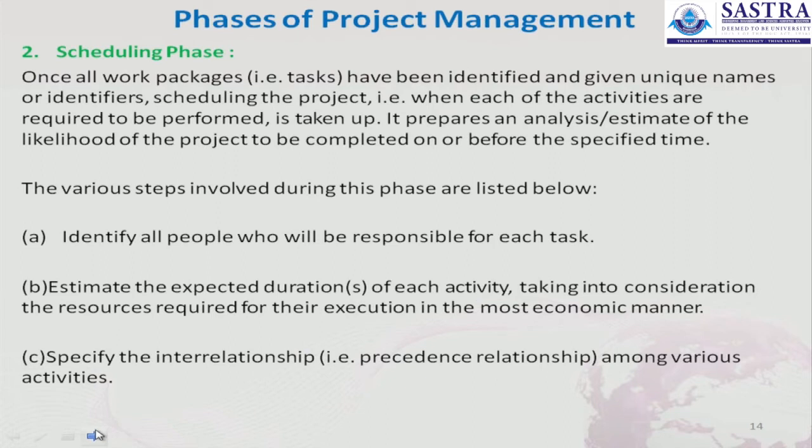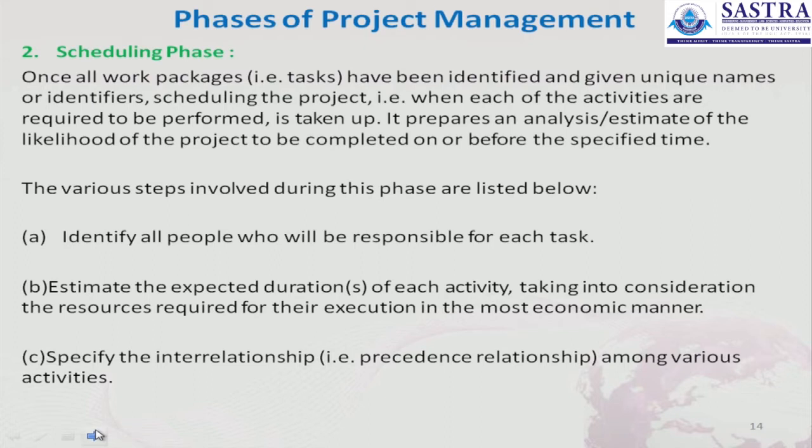And the second phase is the scheduling phase. Once all work packages, that is our jobs or tasks, have been identified and given unique names or identifiers, scheduling the project, that is, when each of the activities is required to be performed, is taken up. It prepares an analysis estimate of the likelihood of the project to be completed on or before the specified time. The various steps involved during this phase are listed below.